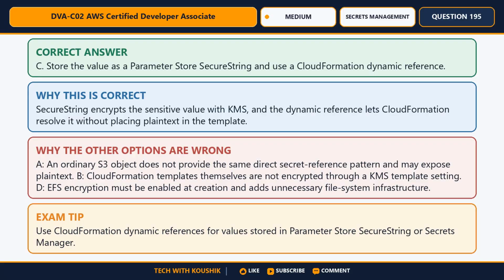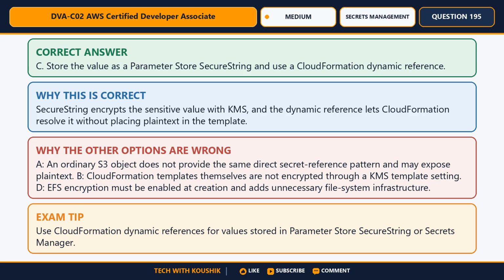The correct answer is C. Store the value as a Parameter Store secure string and use a CloudFormation dynamic reference. Here is why. Secure string encrypts the sensitive value with KMS, and the dynamic reference lets CloudFormation resolve it without placing plaintext in the template.